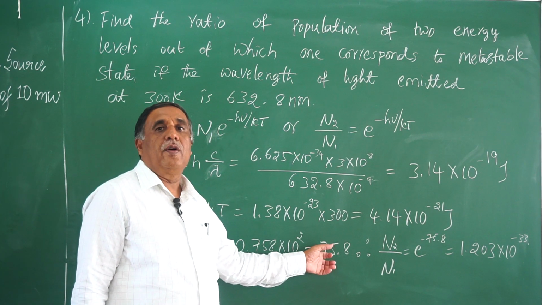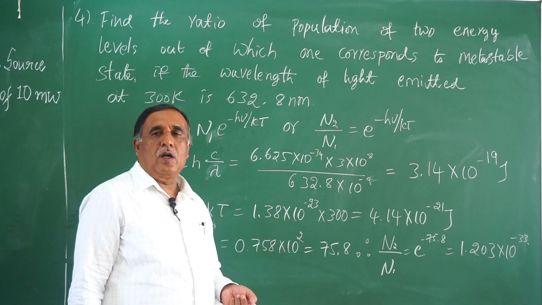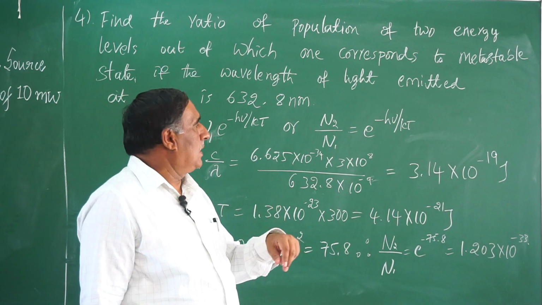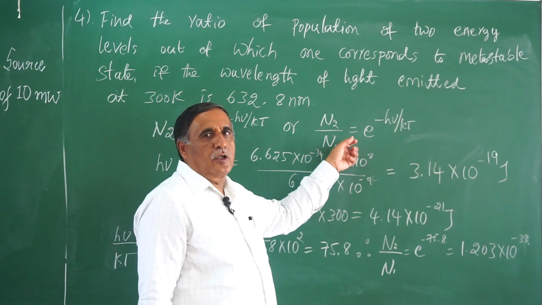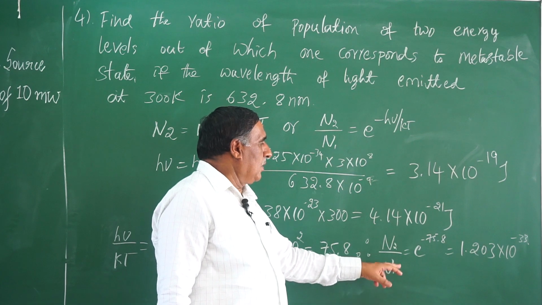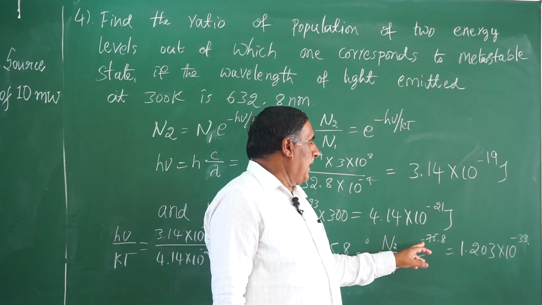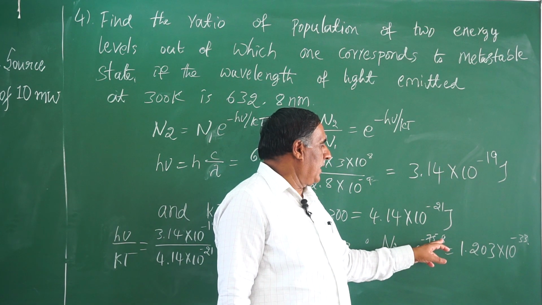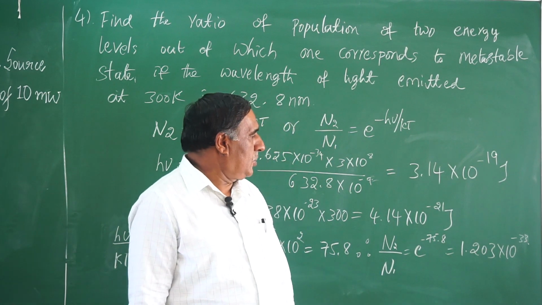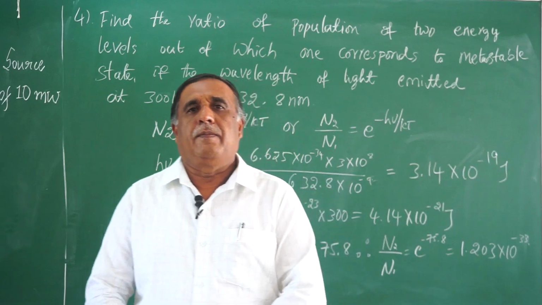This is the value of h nu by kT, but we want the ratio of population, that is N2 by N1. Substitute back in this Boltzmann's distribution law equation, that is, N2 by N1 equal to e raised to minus 75.8, and that value you get as 1.203 into 10 raised to minus 33.